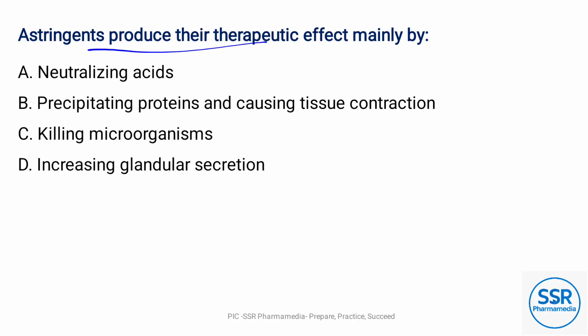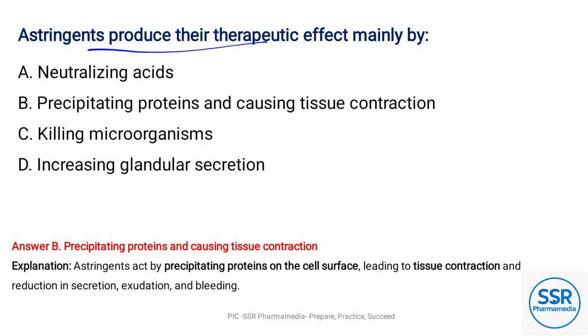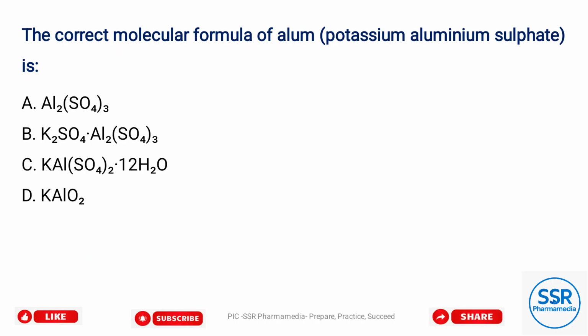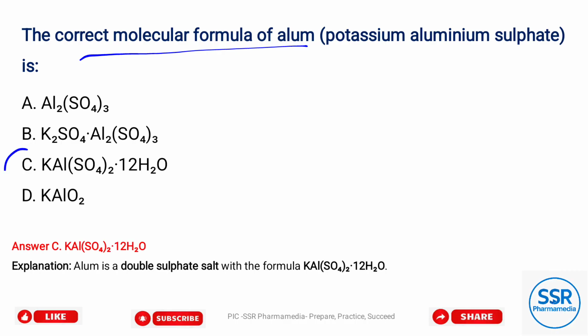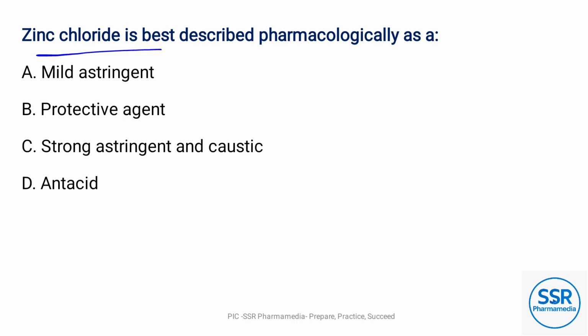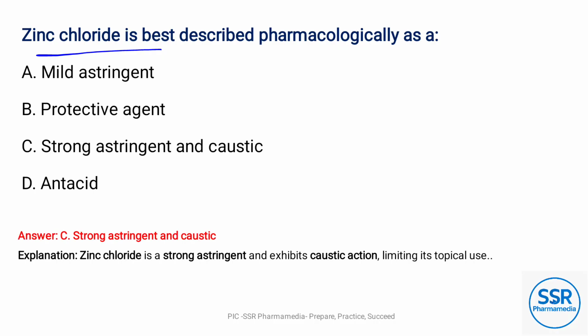Astringents produce their therapeutic effects mainly by, option B, precipitating proteins and causing tissue contraction. The correct molecular formula of alum is, option C. Zinc chloride is best described pharmacologically as, option C, a strong astringent and caustic.